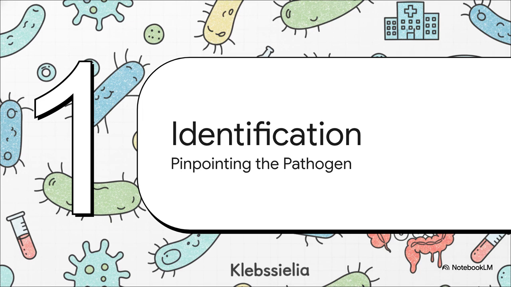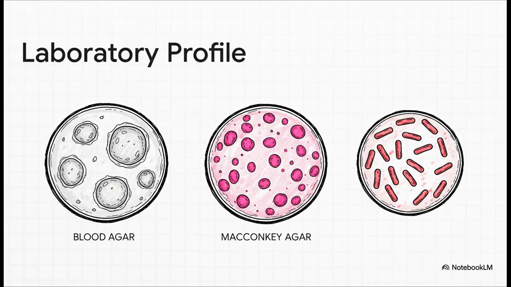Okay, so let's start where it all begins for us, right at the bench. Identification. Properly pinpointing Klebsiella oxytoca is, of course, the first critical step, and luckily, it comes down to a few classic bread-and-butter microbiology characteristics. So let's quickly run through its profile.